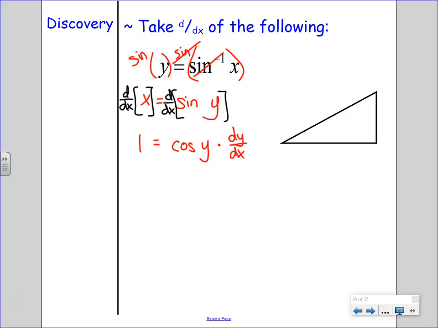So I can say dy dx equals 1 over cosine of y, and if some of you are thinking that's kind of like the derivative of an inverse formula, 1 over f prime, that is the derivative of sine inverse of x.